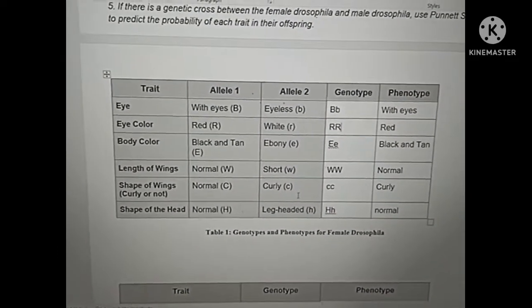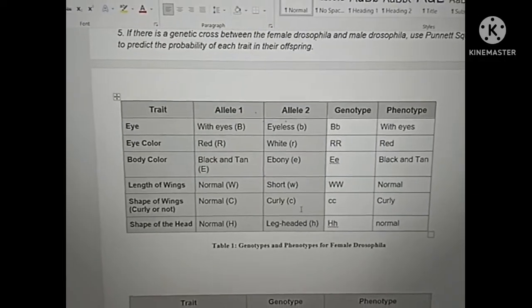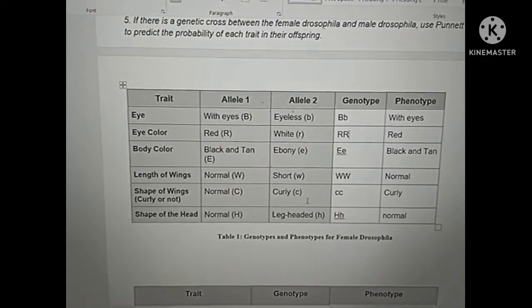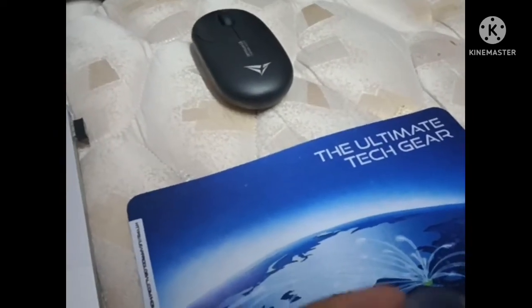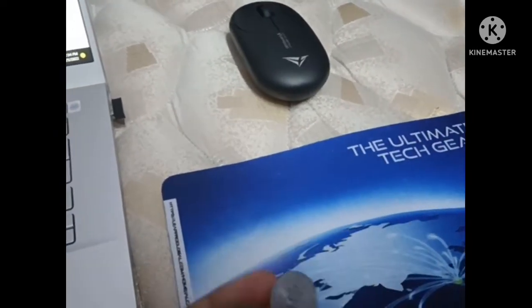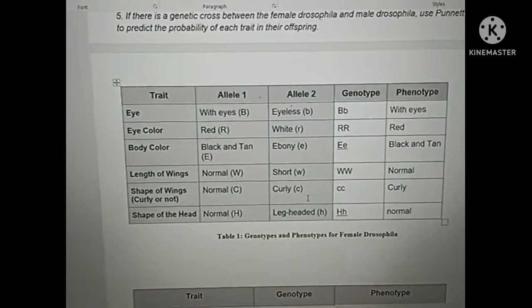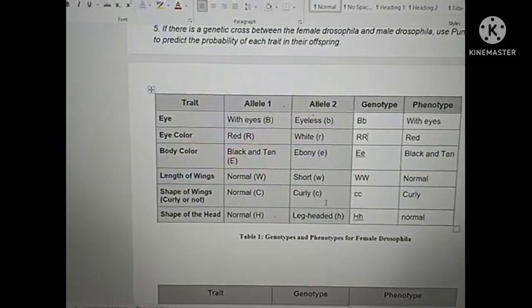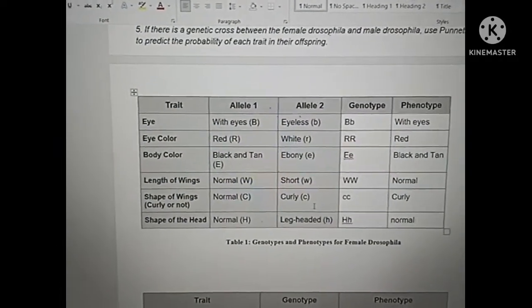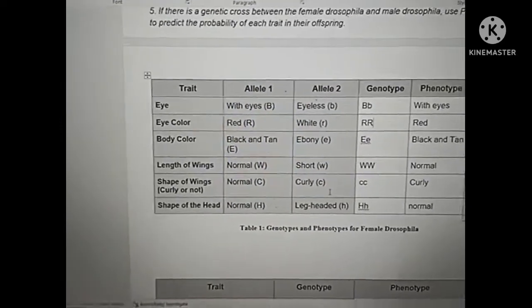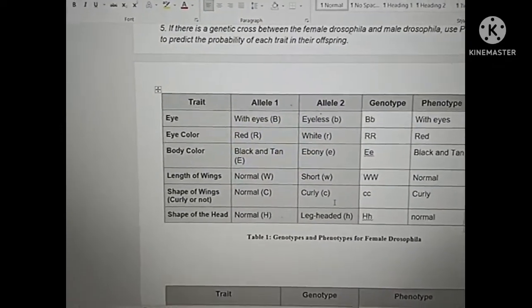Now the eye color. For eye color, the first allele is red and the second allele is white. Now we're going to flip the coin again. I got a head, then again we flip, and again we get a head. So the genotype would be RR, and the phenotype would be red. As well, we're going to use the coin flip method to determine all the genotypes.